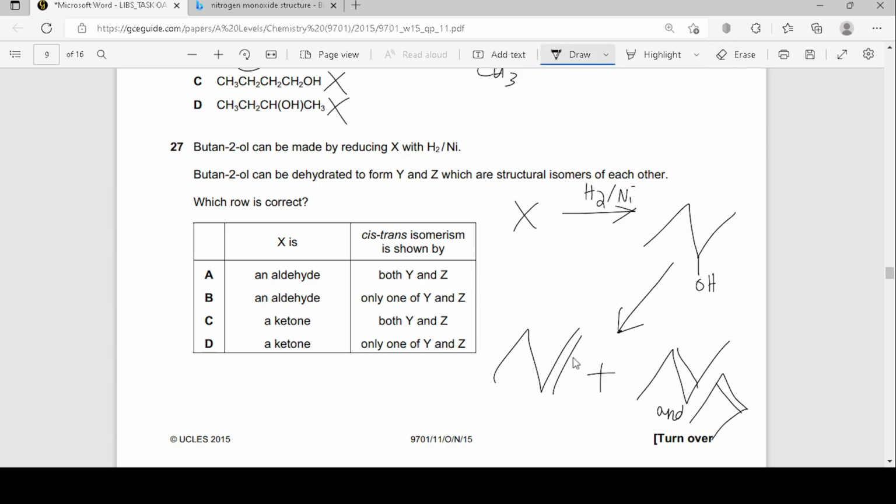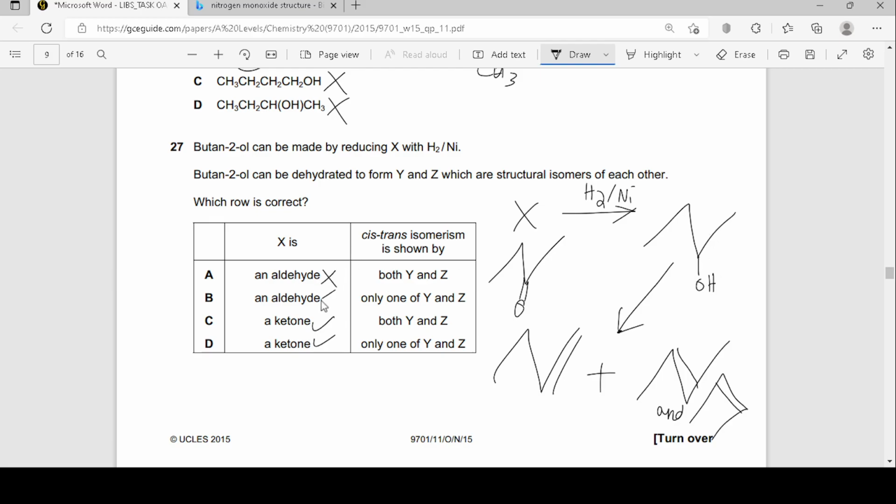If you form a double bond here, then this is what you get. If you form a double bond in the middle, then it's like this, or you can get cis or trans. So which row is correct? X is an aldehyde or a ketone. Since X could be formed from this compound, then this could be reduced to that. So X must be a ketone, definitely, because the carbonyl is in the middle.